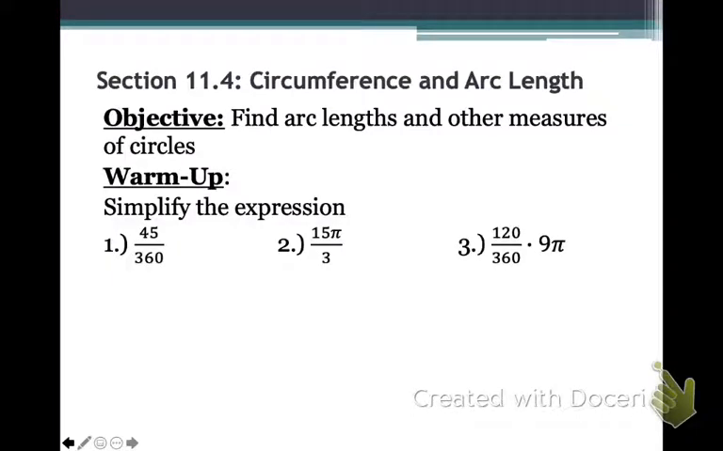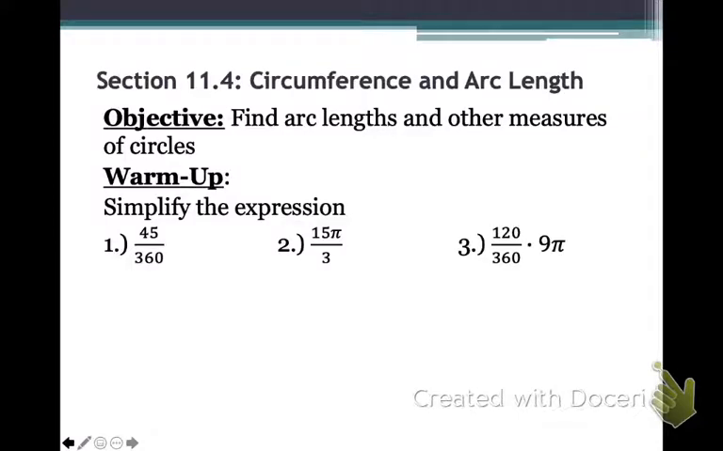All right, we're going to start section 11.4 today. You're just going to do the notes today. 11.4 and 11.5 deal with circles. We're going to start with circumference, which you've done before, and something called arc length. So that is your objective today.